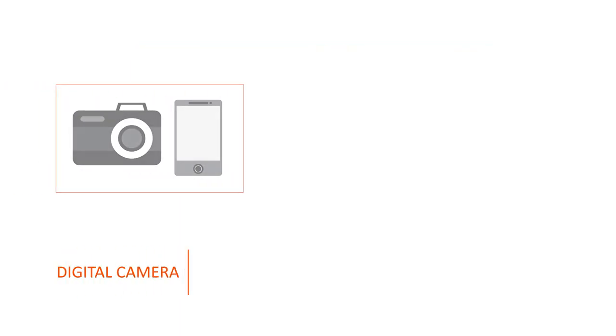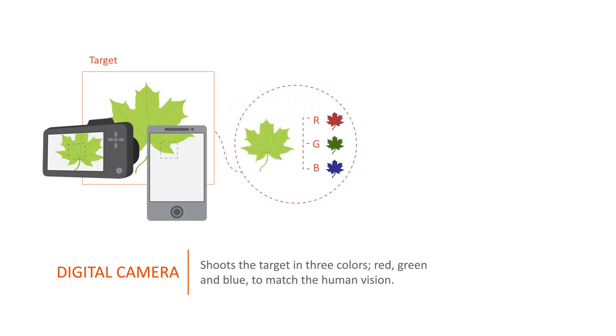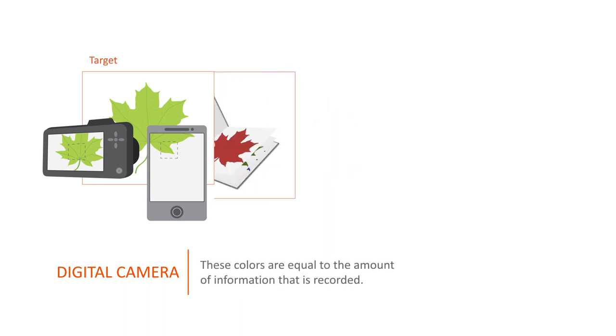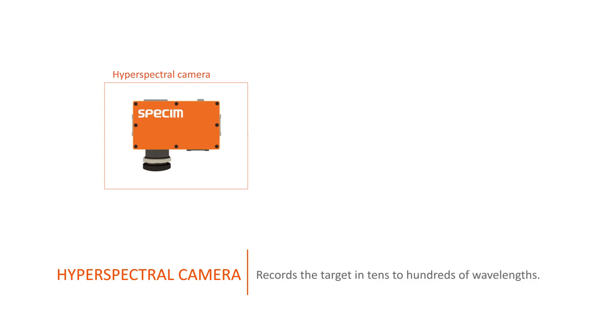A digital or smartphone camera shoots the target in three colors, red, green, and blue, to match human vision. These colors, which in fact are broad wavelength channels, are equal to the amount of information that is recorded and the book will have. The result is a small book or leaflet with three pages. The color image that we can see with our eyes is the combination of the pages that we see in the cover. With a hyperspectral camera, our target is recorded from tens to hundreds of narrow color channels, meaning wavelengths.